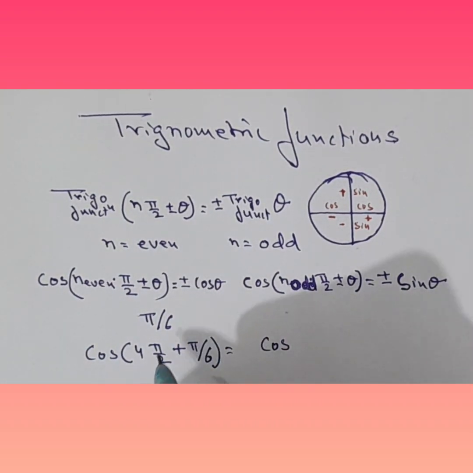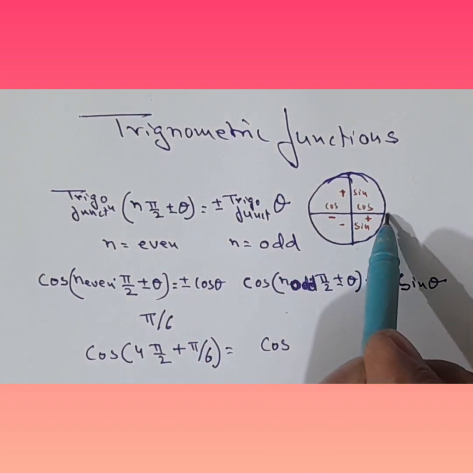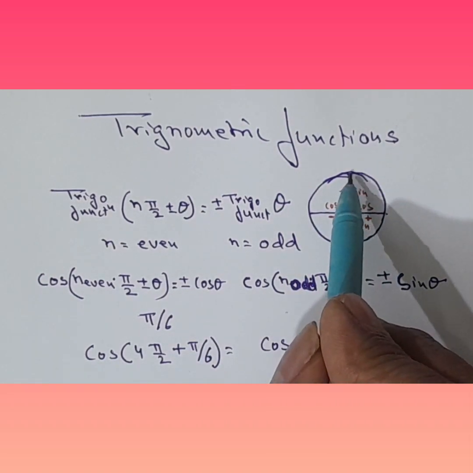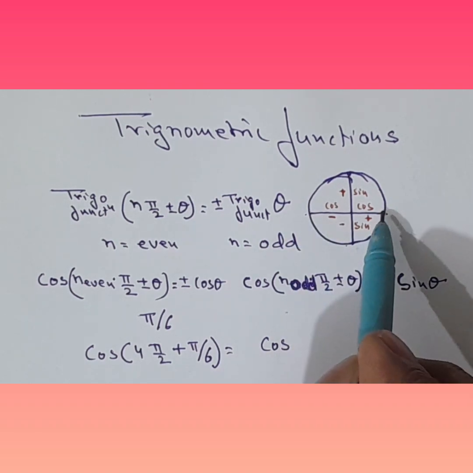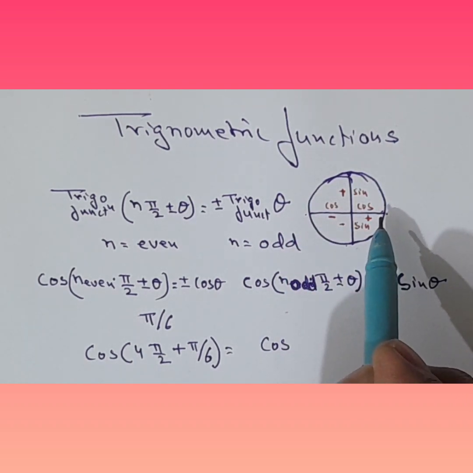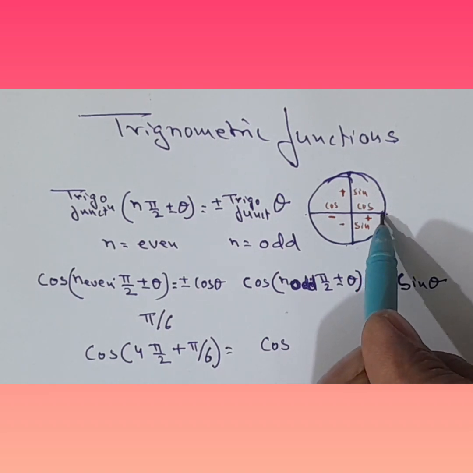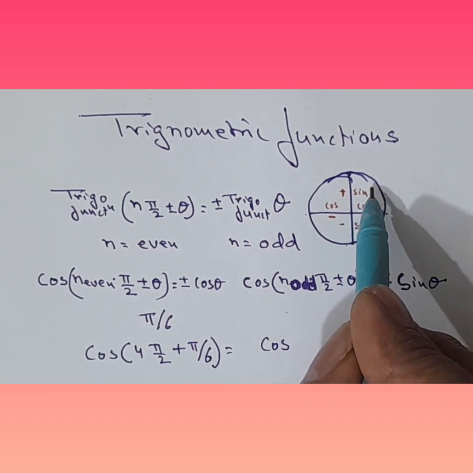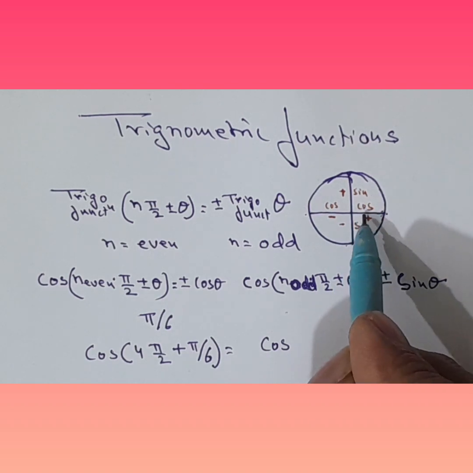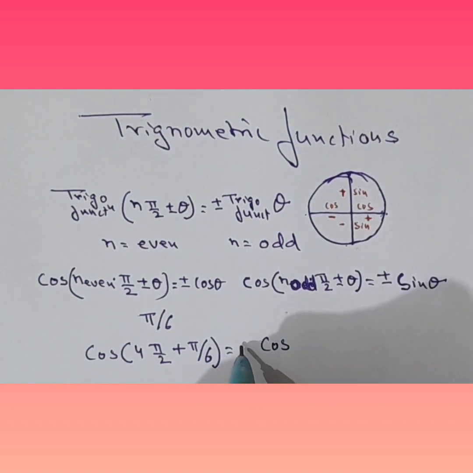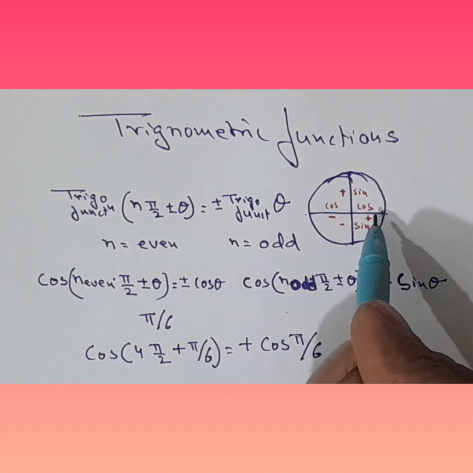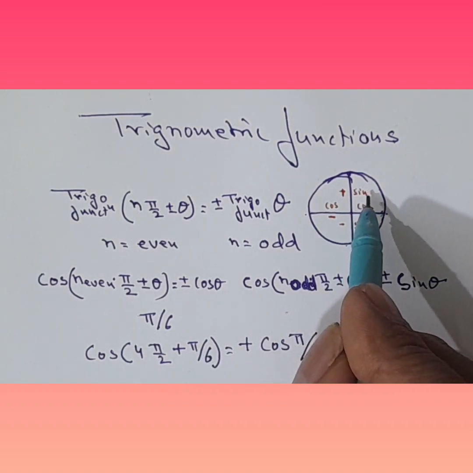So what do we do? From here this is 0, pi by 2, 1 pi by 2, 2 pi by 2, 3 pi by 2, 4 pi by 2. We know that this is always 4 pi by 2 or 8 pi by 2 or 12 pi by 2 or 16 pi by 2, right? So 4 pi by 2 plus theta comes in the first quadrant. If it comes in the first quadrant, we know cos is positive. So this would be positive cos pi by 6. That is what? That is cos of 4 pi by 2 plus pi by 6.